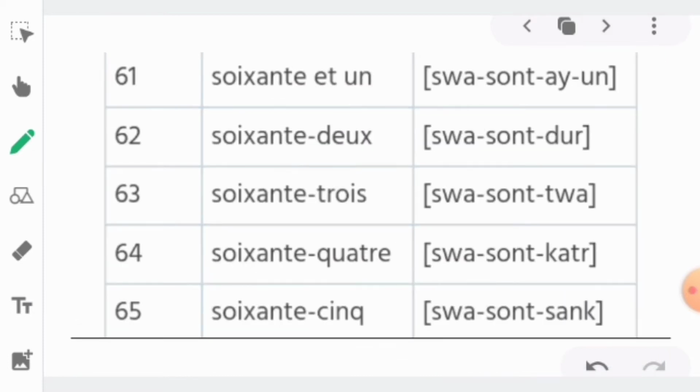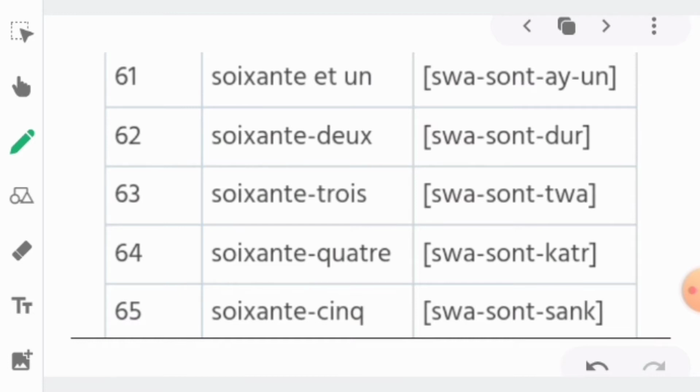Okay, now 61, which means 60 plus 1. As 60 has a special word for itself, soixante, 61 will be 60 plus 1. For 60 we use soixante, and for 1 we use un, and there will be et in between.